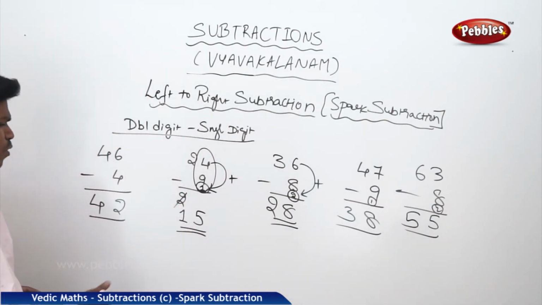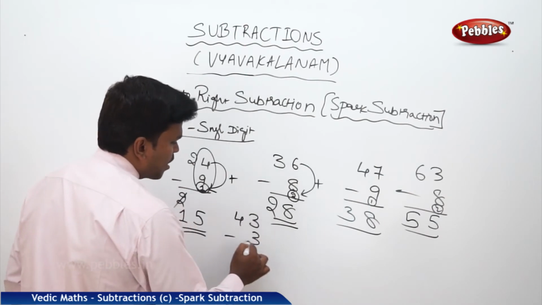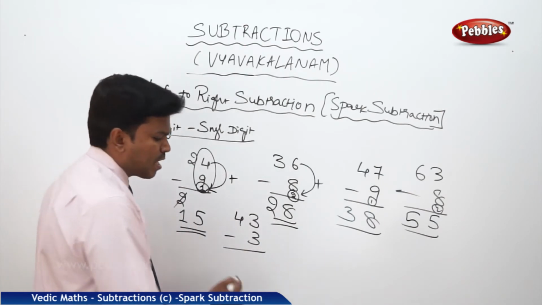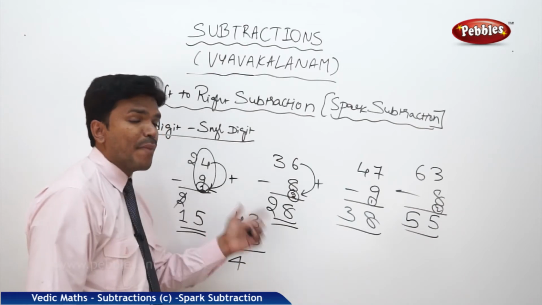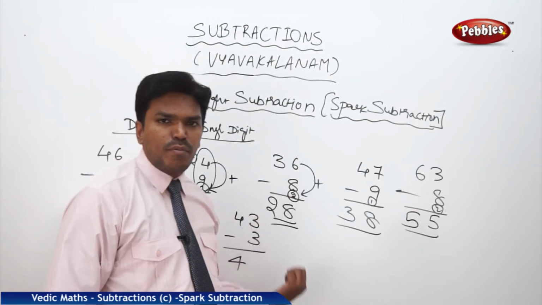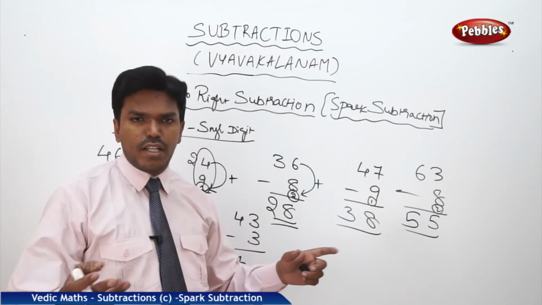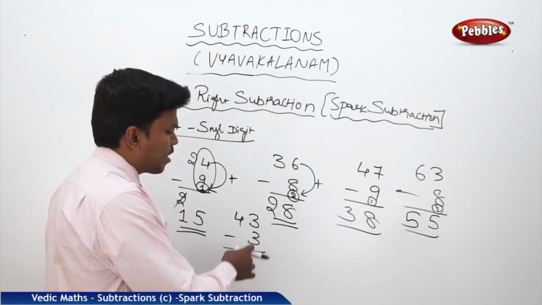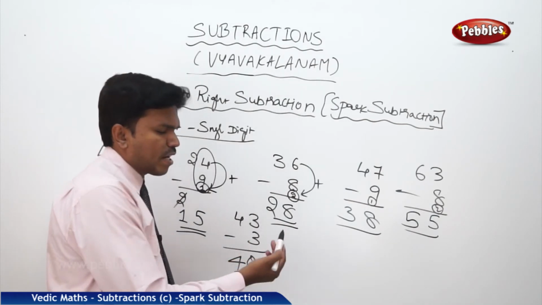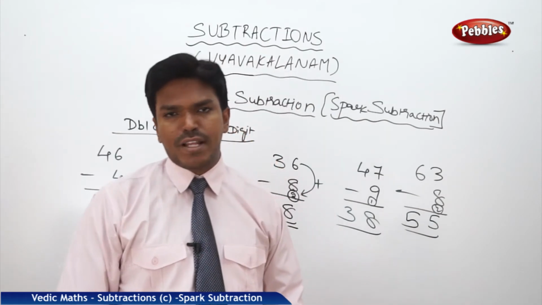Even we can take one more example like this. Suppose 43 minus 3. So 4, just drop it as it is. Why? Because the next number is match only. If the same numbers come at top and bottom, they are match only. So 3 minus 3 is 0. So directly you can write the answer as 40. So like this we can do double digit minus single digit.